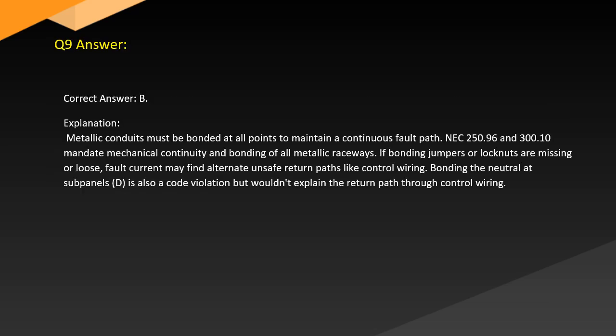Answer. Correct answer: B. Explanation: Metallic conduits must be bonded at all points to maintain a continuous fault path. NEC 250.96 and 300.10 mandate mechanical continuity and bonding of all metallic raceways. If bonding jumpers or locknuts are missing or loose, fault current may find alternate unsafe return paths like control wiring. Bonding the neutral at subpanels, D, is a violation but wouldn't explain the return path through control wiring.